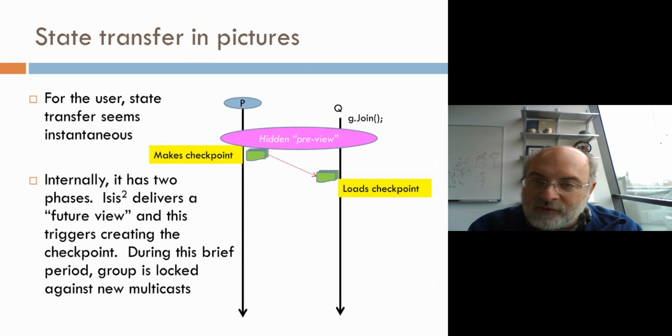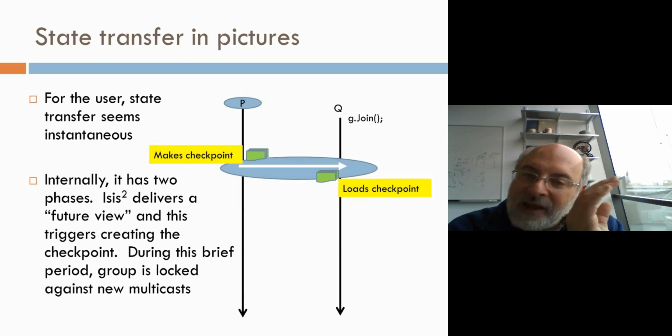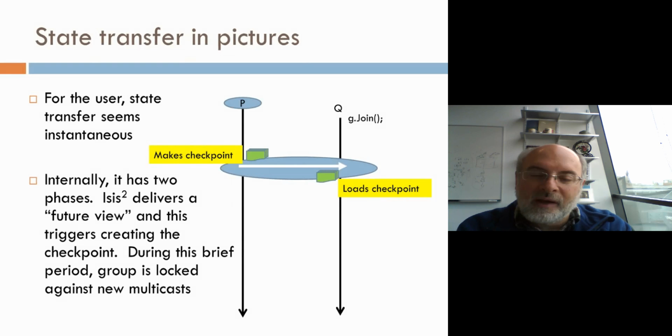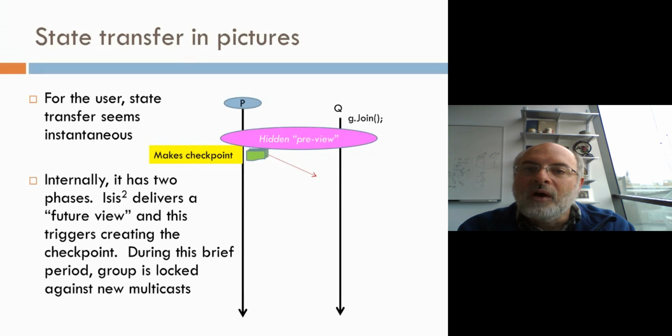And when that's been transferred, then we report the real view. And that's the point where you get the view upcall event after the checkpoint has been made, but you're also after any multicasts have been delivered. That was done before the preview. So what happens here is that if there were multicasts to deliver in the old view, all of them have been delivered by the time this preview is signaled.